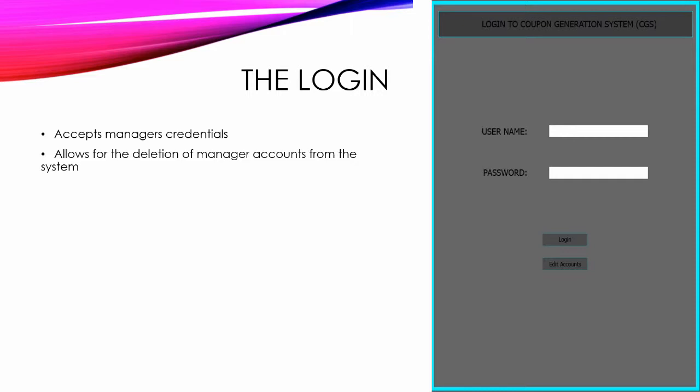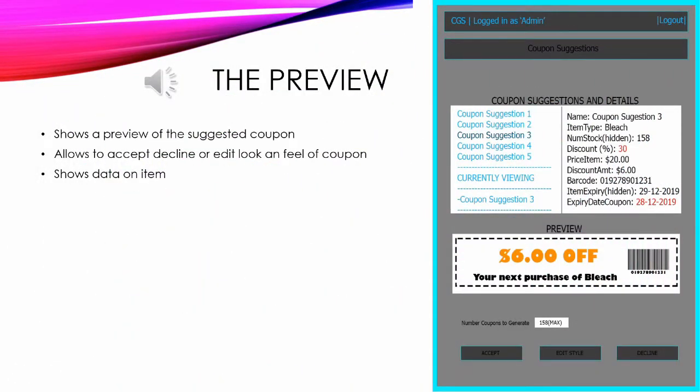We now arrive at the main interfaces of the system. This is the login interface. Here, a manager would be able to enter their credentials and gain access to the system. They may also use the screen to reach the manager account editor. Once logged in, a manager would be able to access the preview interface. This interface shows a preview of the suggested coupon. It also shows data on the item related to that coupon. The interface contains buttons that would allow the manager to accept or reject the suggestion, as well as a button to open the coupon editor.